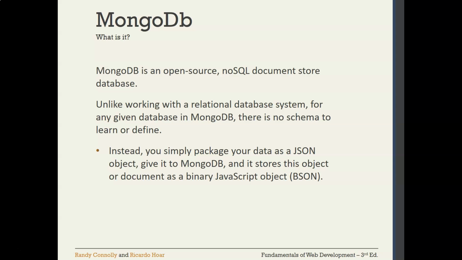MongoDB, as it says, is an open source NoSQL document store database. There's no schema, and you package your data as JSON objects. By the way, Mongo itself doesn't store the data as JSON. That would be really inefficient and would take up a ton of disk space. It uses a kind of binary version of a JSON object.